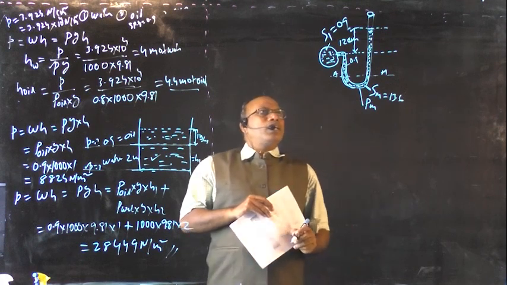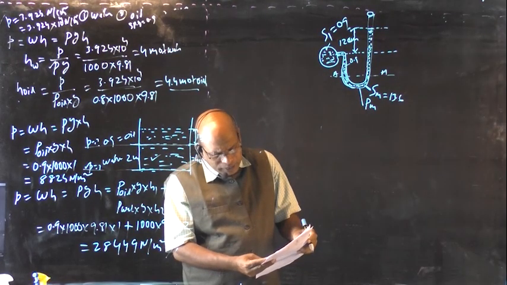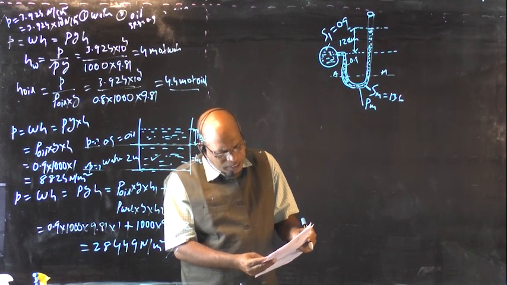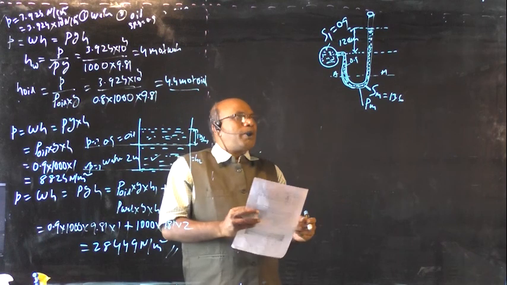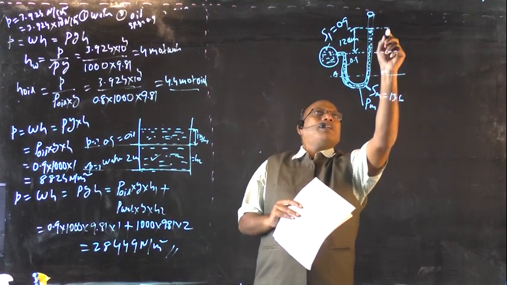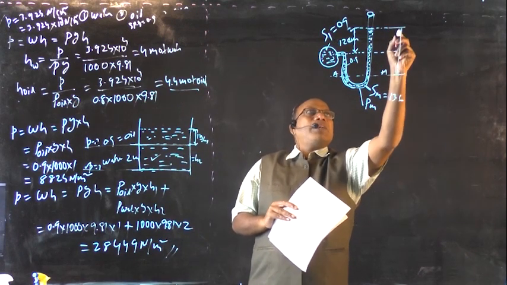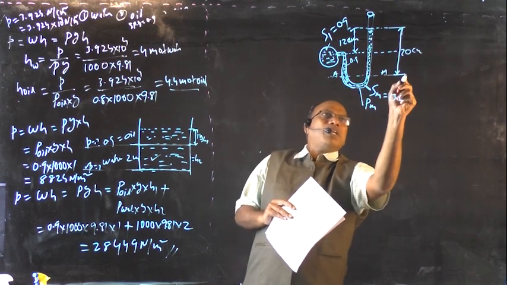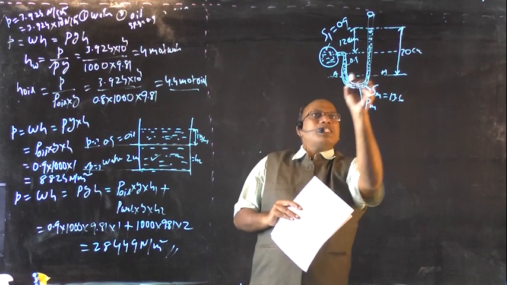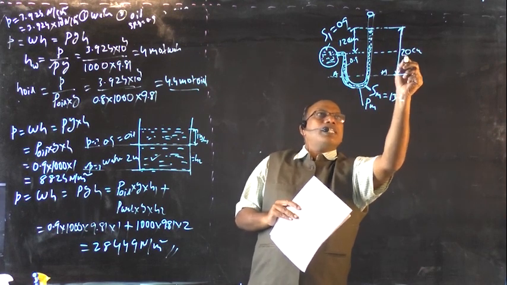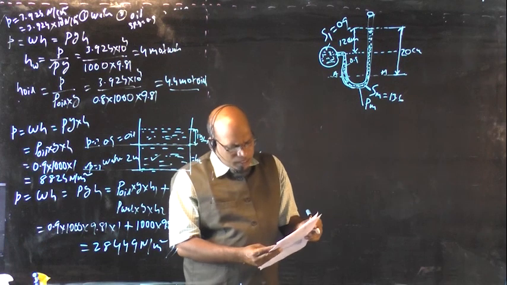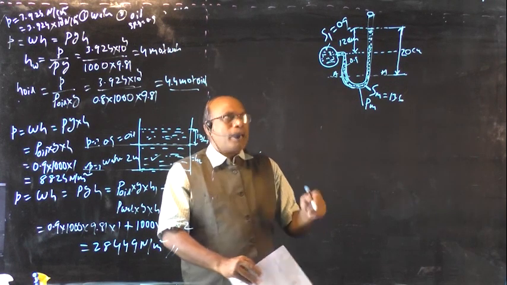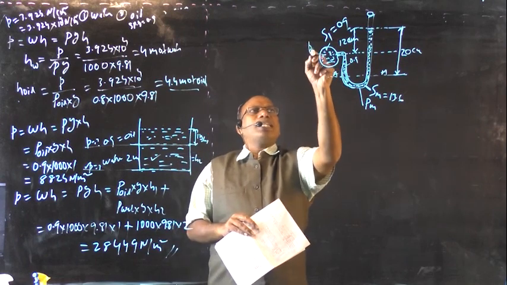Find the pressure of fluid in the pipe if the difference of mercury level in the two limbs is 20 centimeters. The difference of mercury level between the two limbs is given as 20 centimeters. This is the mercury level in the left limb, and this is the mercury level in the right limb. Here, find the pressure of fluid in the pipe. What is the pressure of fluid? That is equal to PA.